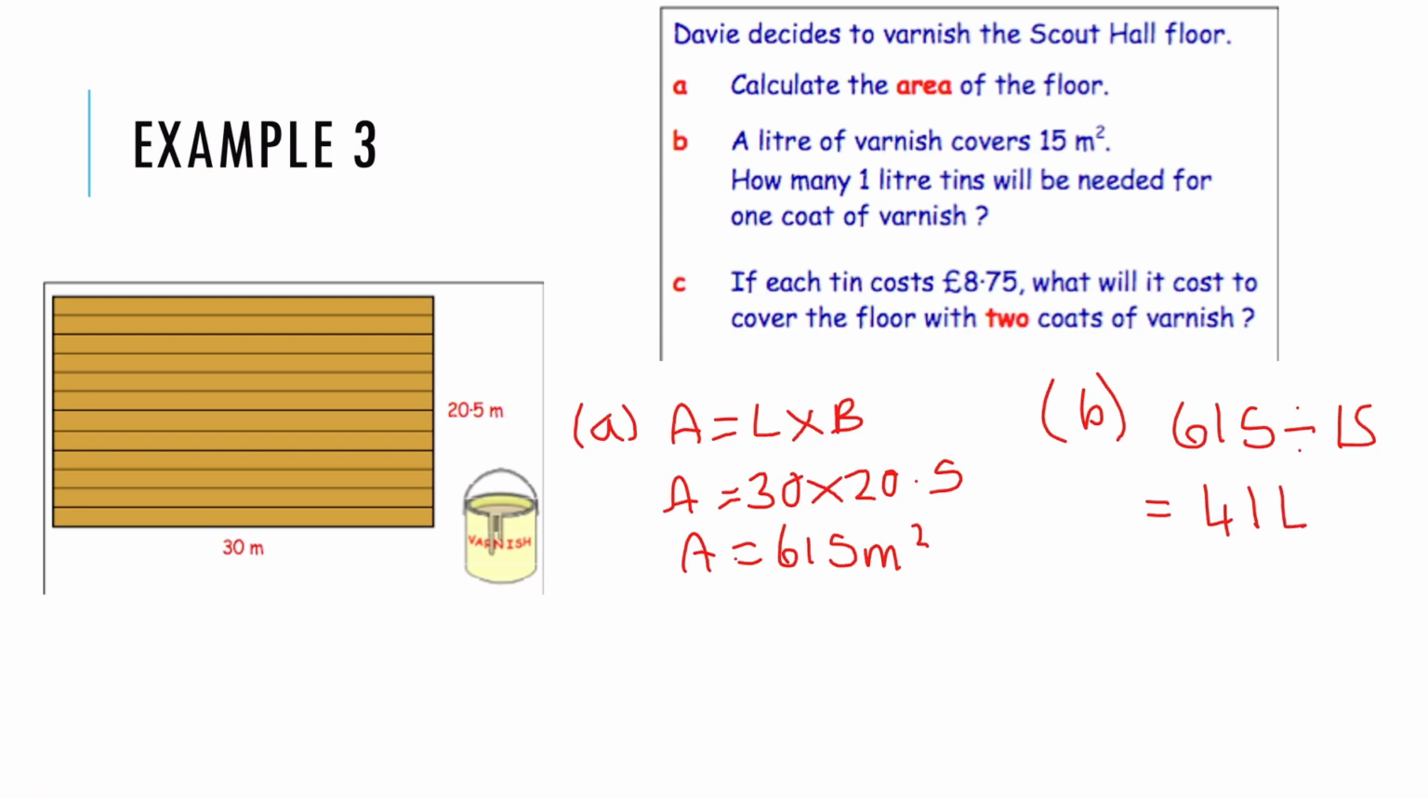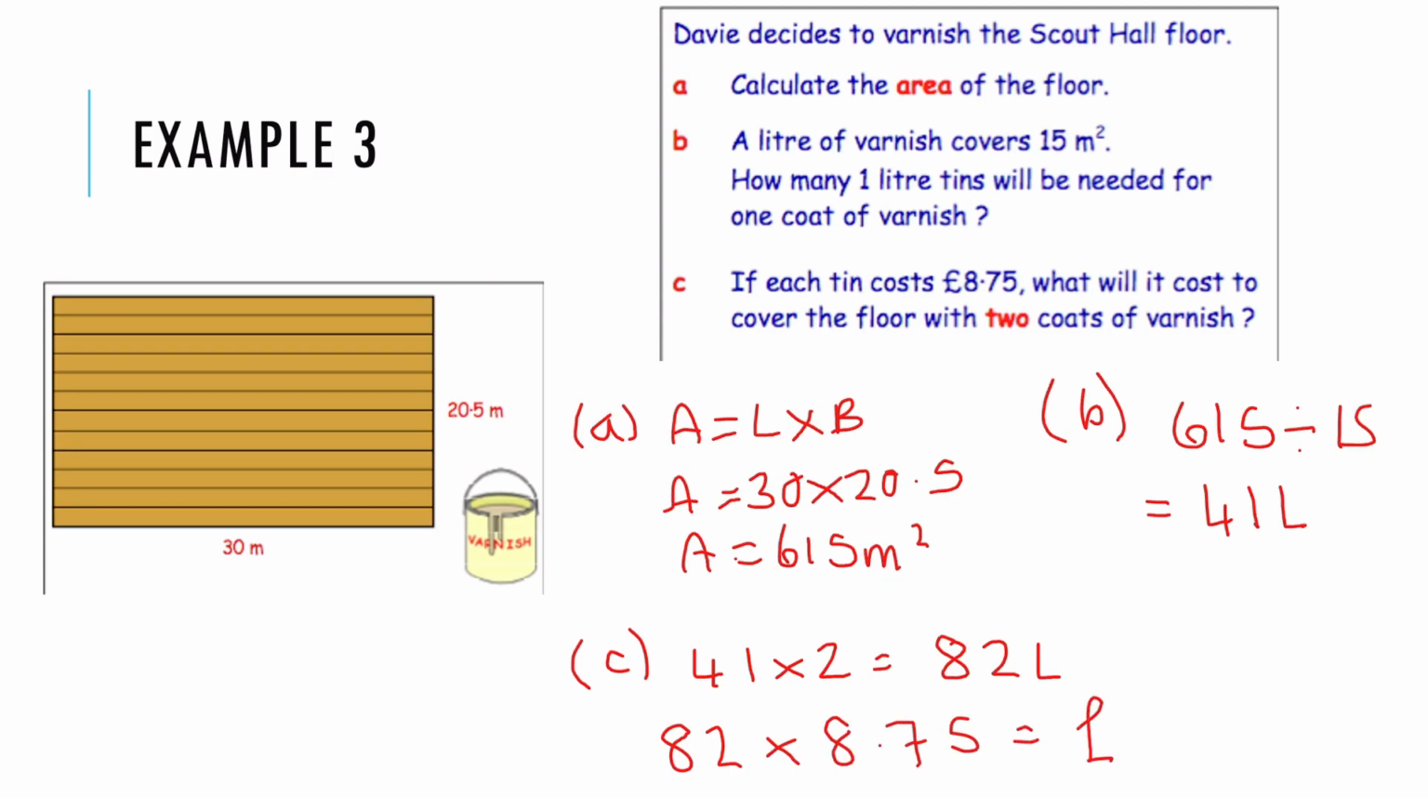C says if each tin costs £8.75, what will it cost to cover the floor with 2 coats of varnish? So in part B we found out we need 41 litres of varnish to cover it once. So let me figure out how much I will need to cover it twice. So I times it by 2, which is going to give me 82 litres. So I need 82 litres of paint. It costs £8.75 per litre. So I'm going to have to multiply 82 by £8.75, which is going to get me £717.50.